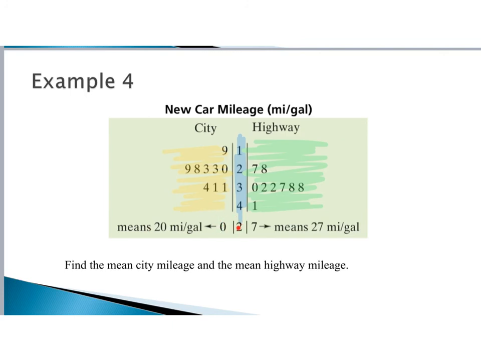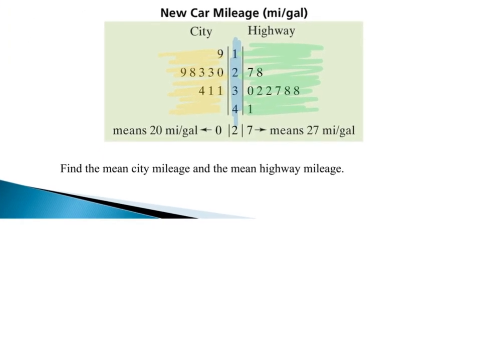And you can see down here that we have a key that says if I have a number before my stem, in this case, 02 means 20 miles per gallon. And over here underneath the highway side, if I have my stem and then my number, that really means we have 27 miles per gallon. So we are going to find the average for the city mileage and the average for the highway mileage. To show our work, we'll start out with the city.